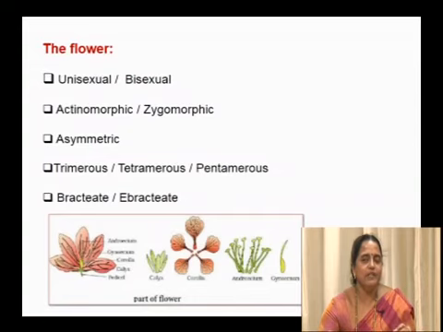The flowers in which each whorl having 3 members are called trimeres. The flowers in which each whorl is having 4 members called as tetrameres, and the flowers having the whorl with 5 members called as pentameres. So generally flower is defined as highly condensed modified axis of the shoot for sexual reproduction.